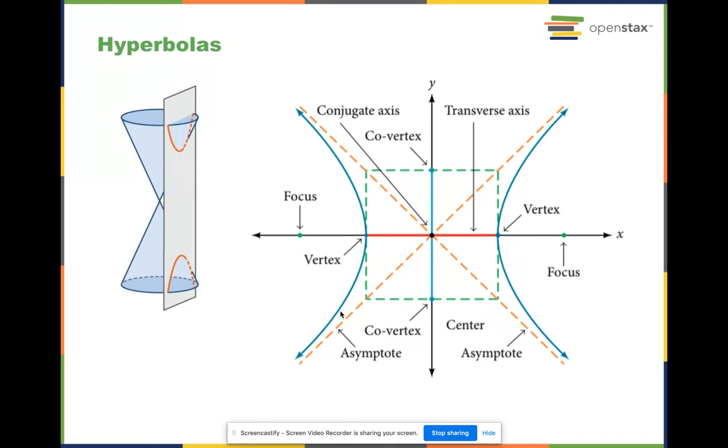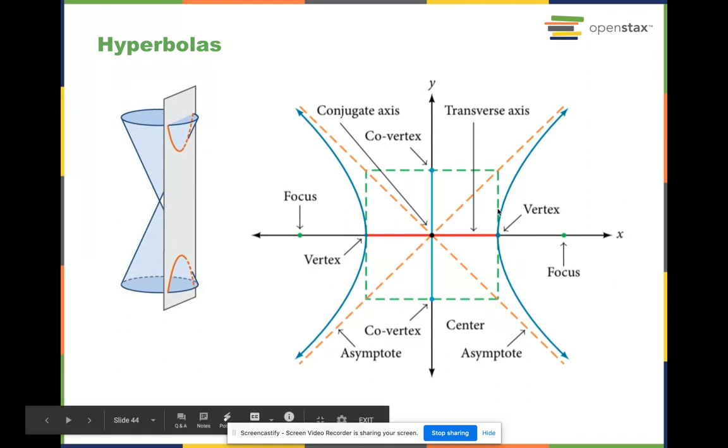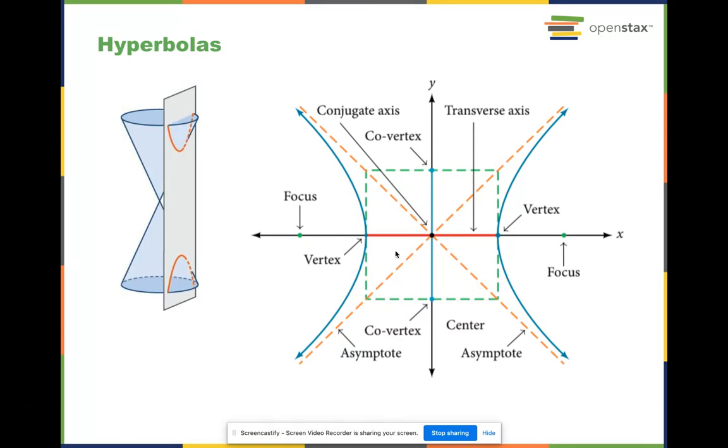And here we have two focus points like we did with ellipses, but these are different. These are inside these two curves, right? So there's a focus point here and a focus point here. So they are on the other side of the vertex. For ellipses, the focus was between the vertex and the center. For a hyperbola, the focus is on the other side. The vertex is in between the focus and the center, okay?